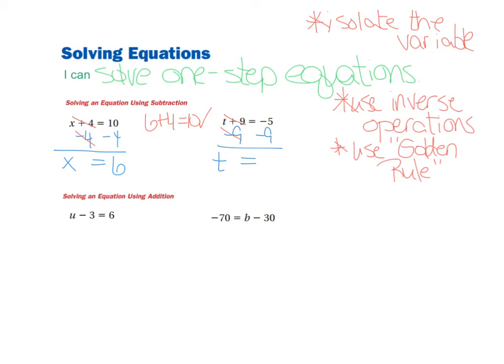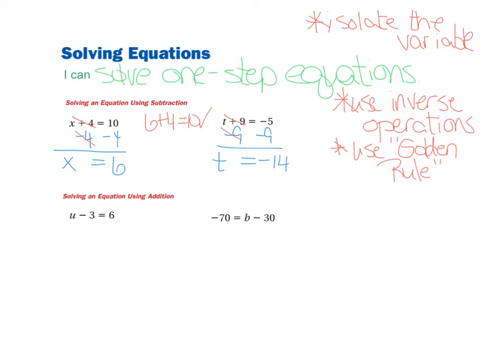And negative 5 minus 9. You can use your calculator. You can use your number line. Negative 9 minus 5, I get negative 14. So my answer is t equals negative 14. I want your answer to have your variable, the equal sign, and the answer, all 3 parts, okay? We could check this. If we take this negative 14 and plug it in for t, negative 14 plus 9 is in fact negative 5.